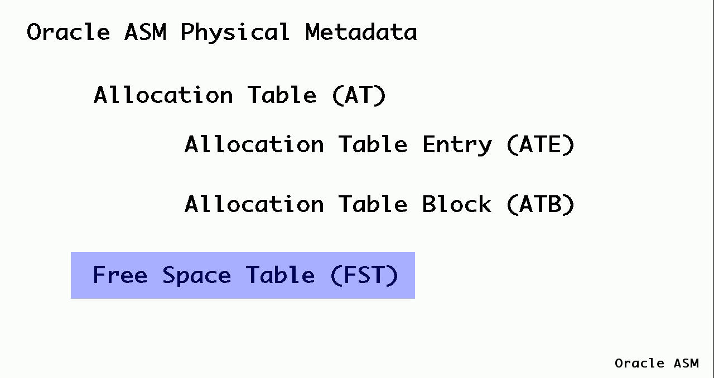Next, Oracle ASM physical metadata structure is free space table. Free space table contains information about which allocation table blocks contain free allocation units. Oracle ASM uses this information to quickly locate free space in a disk.